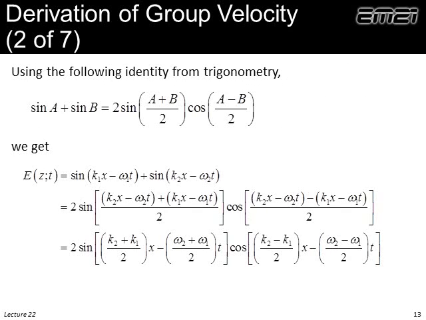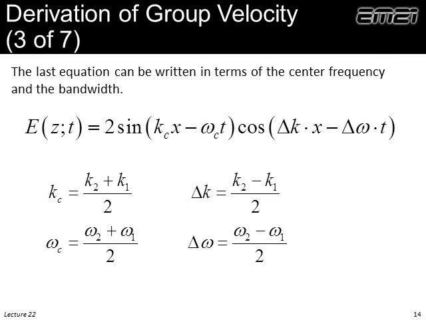So remember the trig identity. If we have the sum of two sine waves, we get a sine times a cosine with sum and difference frequencies. Well, our electric field was the sum of two sine waves, so we can apply this trig identity, and now we have a sine and cosine of sum and difference frequencies. That's sort of the first step in our derivation.